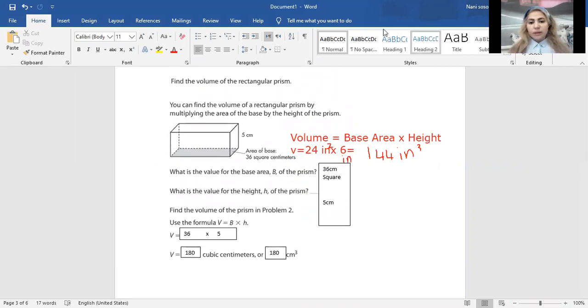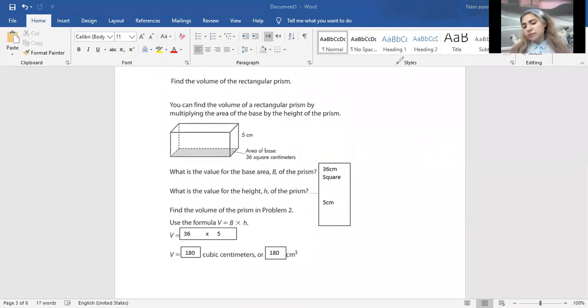This is also the same example, the same concept. You can find the volume of a rectangular prism by multiplying the area of the base by the height of the prism. So this is the base area 36 and this is the height, which is 5. What is the value of the base area B of the prism? The base area is 36. What is the value of the height? The height is 5. Find the volume of the prism in problem 2.